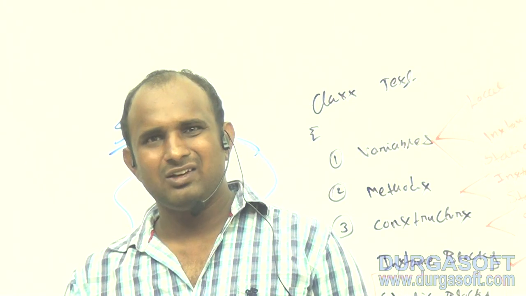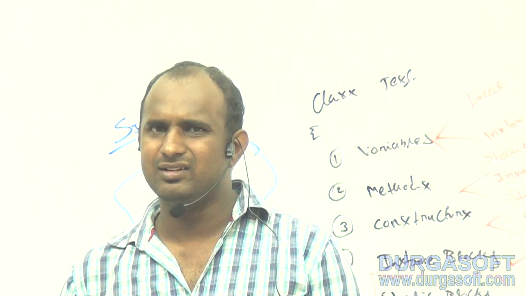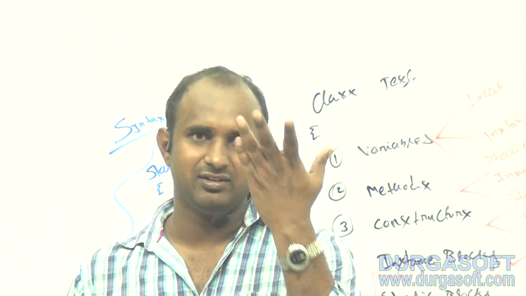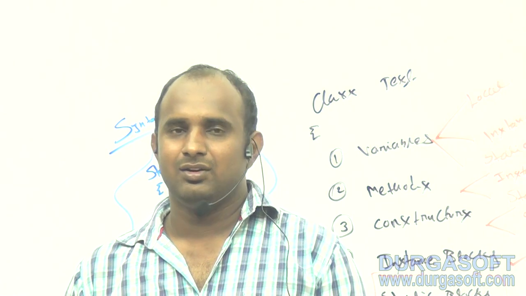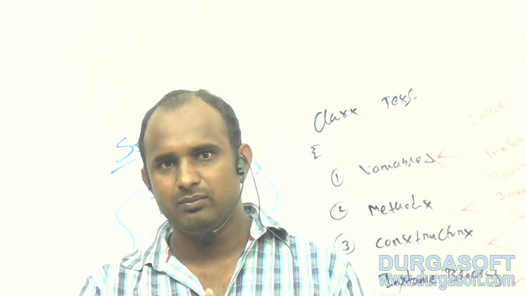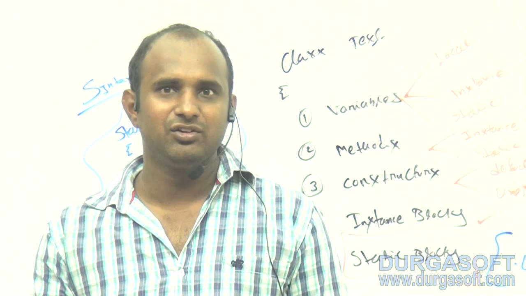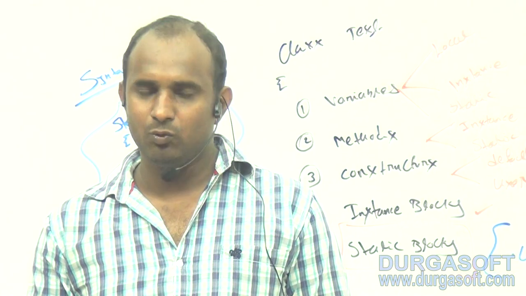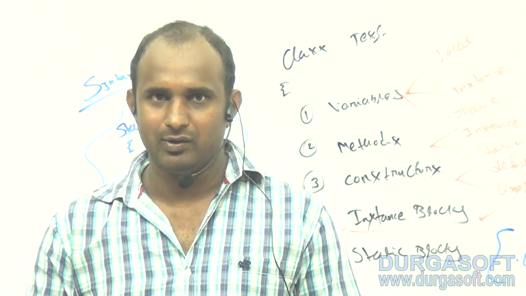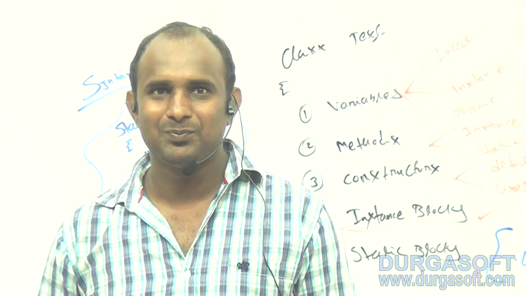So always don't stick with the faculty examples. The faculties are very dangerous, and you are also very dangerous. The faculty is giving one example, so we are entering into the lab. In the lab, we are typing the same example, compiling, executing. Output is generated. Then practicals over. Practicals over?